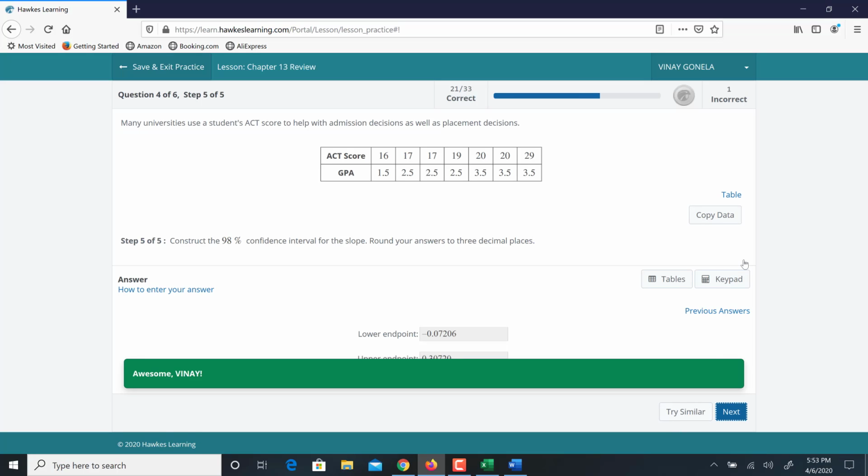So this is how you are going to solve these regression problems. This is simple linear regression. In my next lecture I will try to solve problems on multiple regression. Thank you.